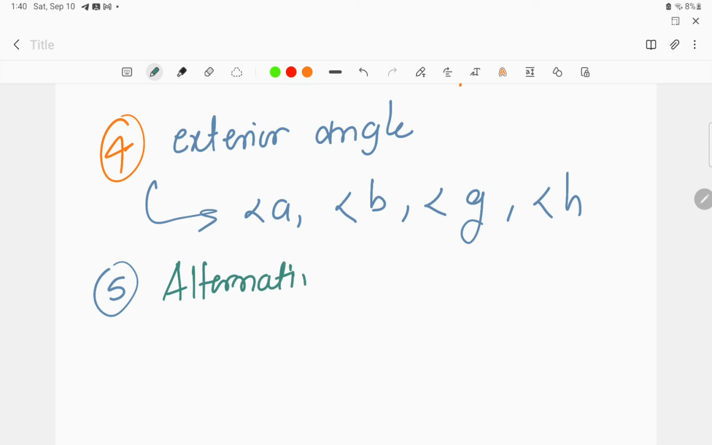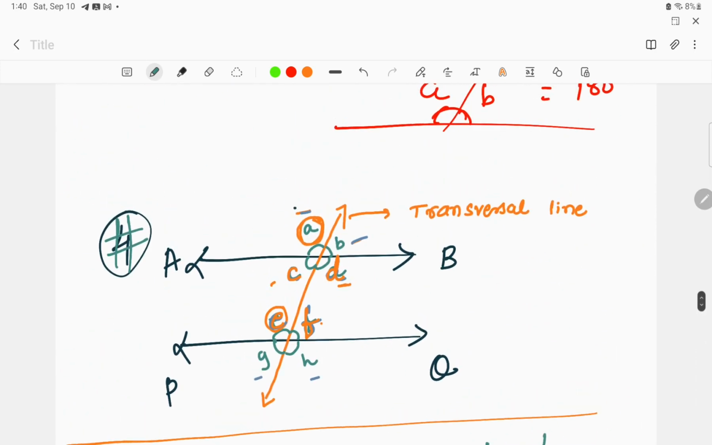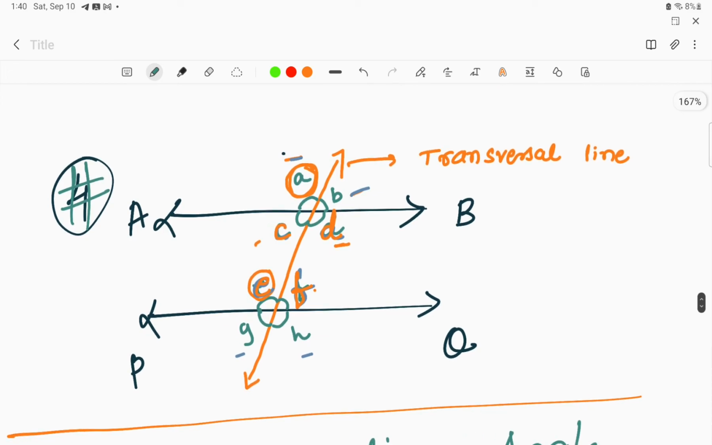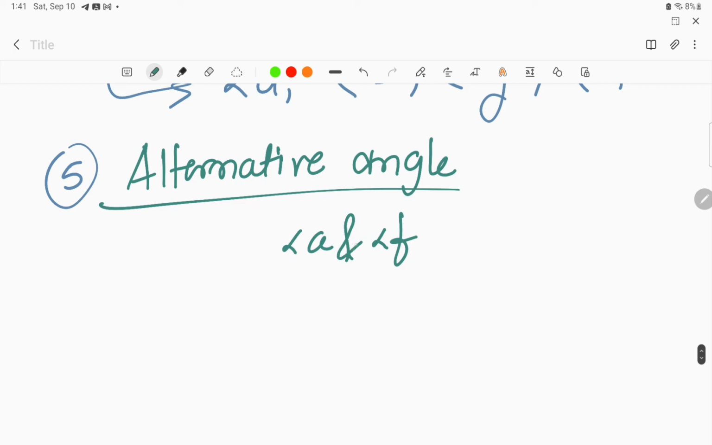Now what is the alternative angle? Alternative angle means that, for example, in this particular diagram, here angle A and angle F are called the alternative angles. So angle A and angle F in the diagram are the alternative angles.